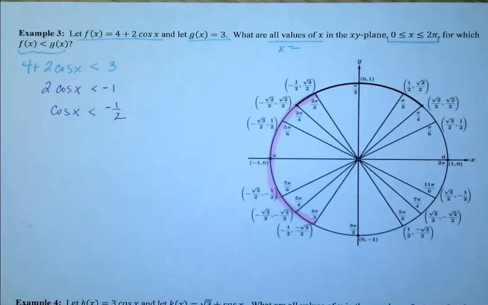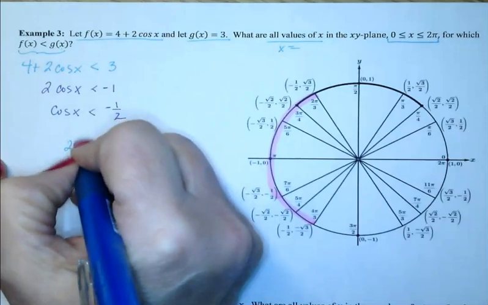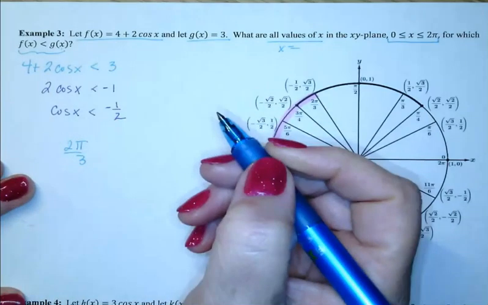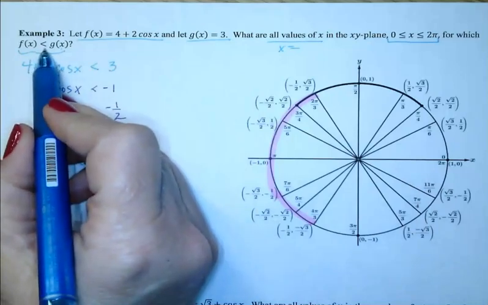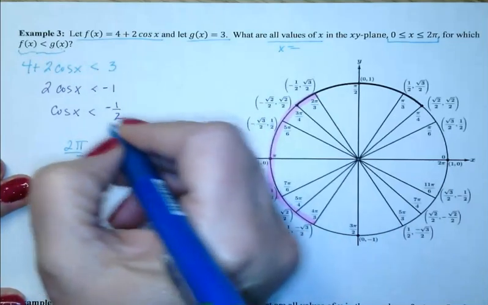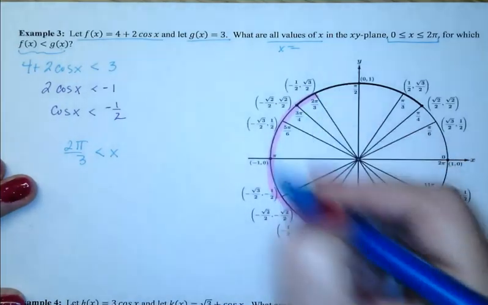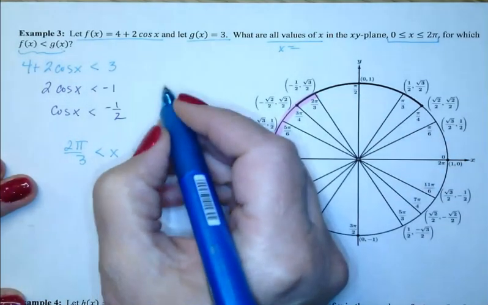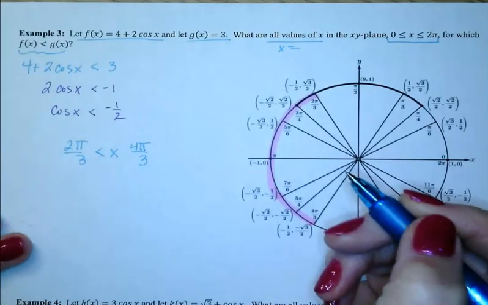So when I write my inequality, then it should reflect that. So it's going to be starting at 2 pi over 3. Is it going to include the x? No, because we want to know when this is greater than this, not equal to. So then we're going to say less than x, and then all the way around to 4 pi over 3.